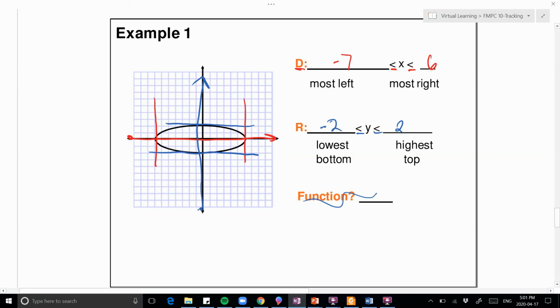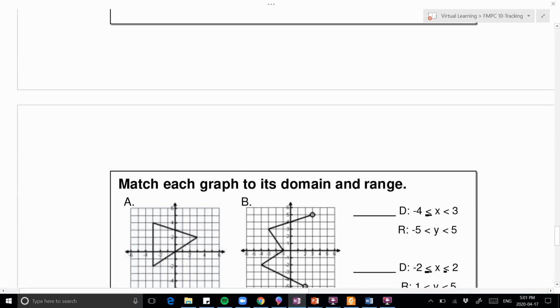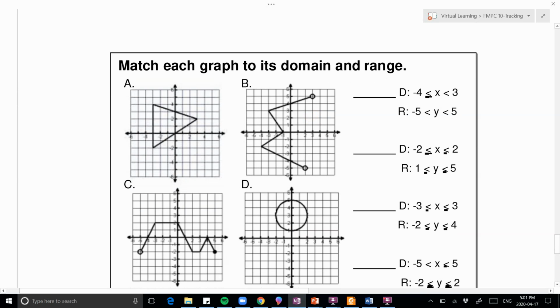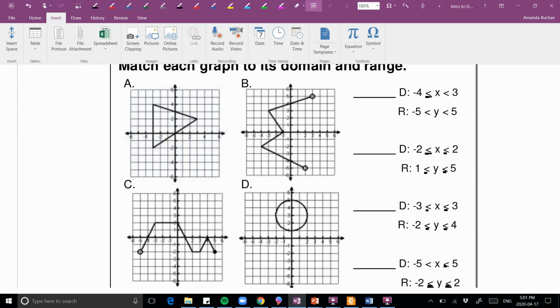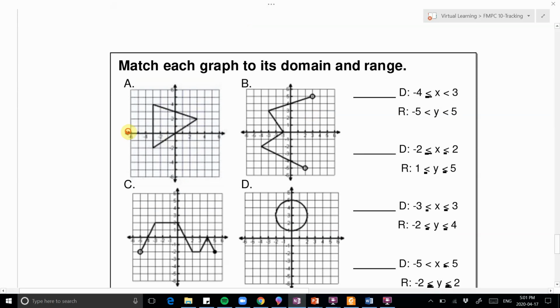Okay, we're not doing functions today. So we're going to look at a couple of these. We've got a triangle, so we're going to start with domain. Remember, domain, smallest to biggest, right? So I see a line here, and I see a line here. And remember, it doesn't matter how many times the line touches that point. It's still my limit. I don't need to write it 5, 6 times. I only need to write it once.